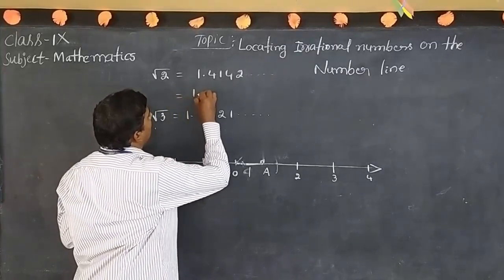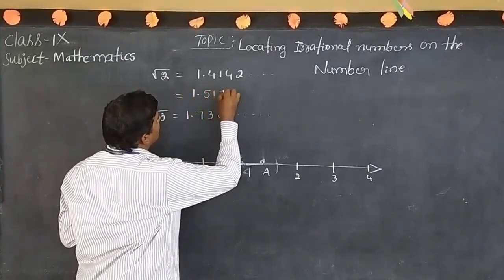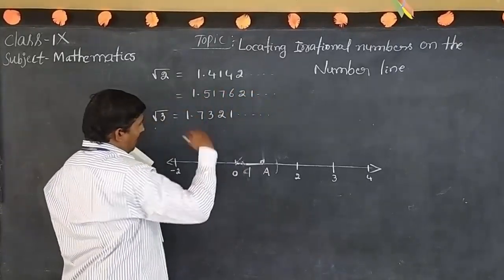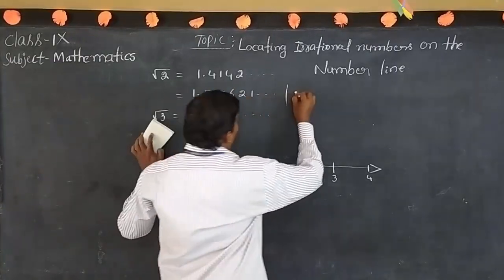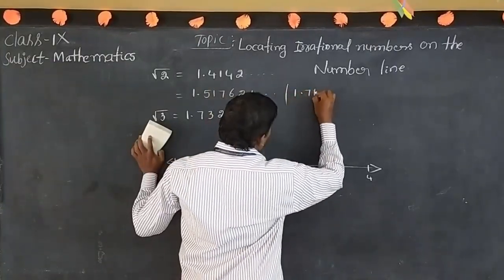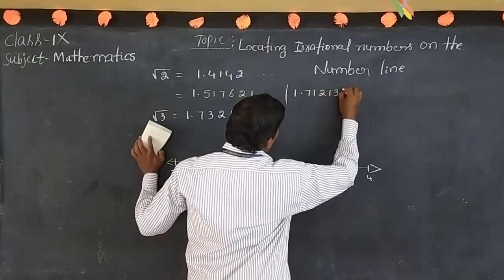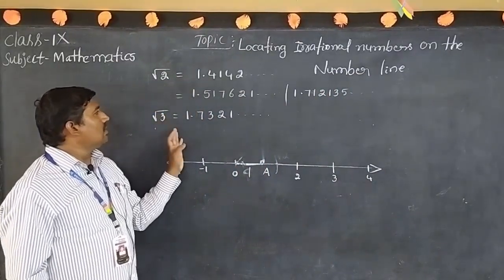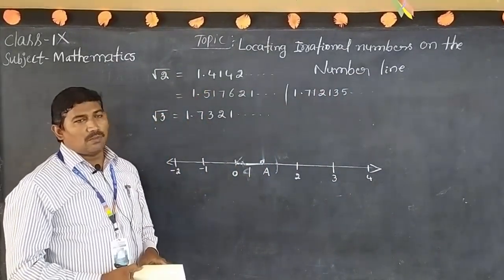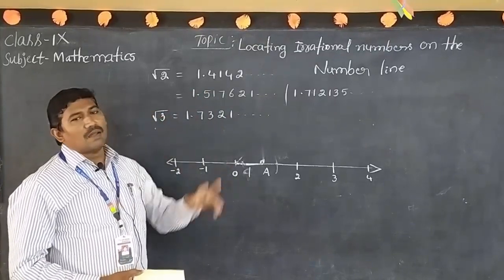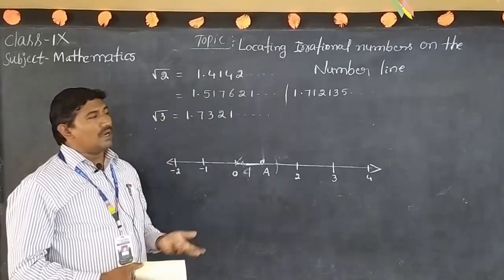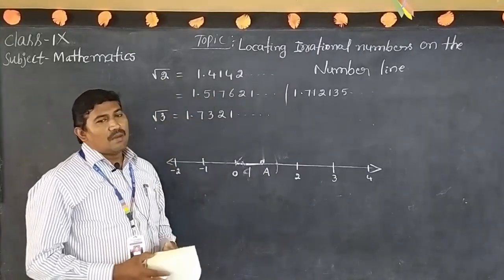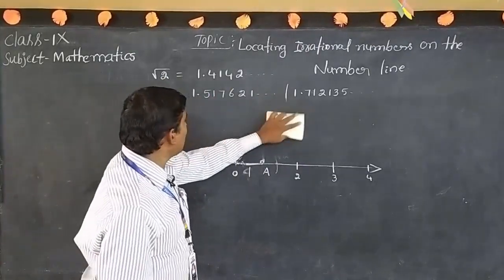For example, 1.517621 and so on. So not only that number, so many numbers are possible. 1.712135 and so on. So like that, in between root 2 and root 3, so many numbers are possible. So in between two rational numbers so many numbers are possible. Like that only, in between two irrational numbers, so many numbers are possible.